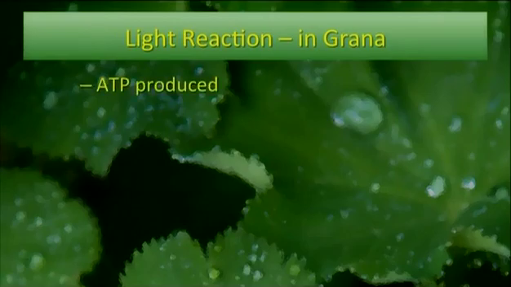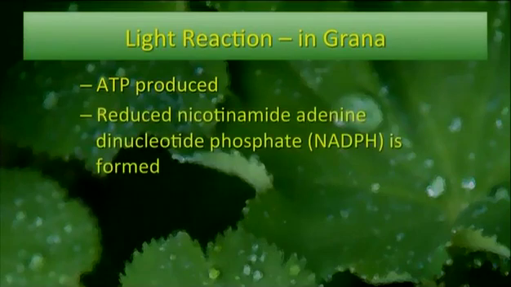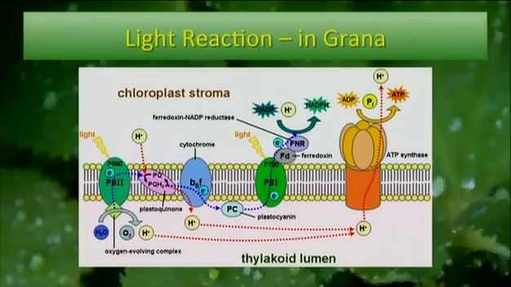And produce ATP. And then NADPH is formed by a similar action where you have light hitting photosystem 1, and the electron being excited and passed down an electron transport chain, and the energy is actually used, and the electron is used to form NADPH.